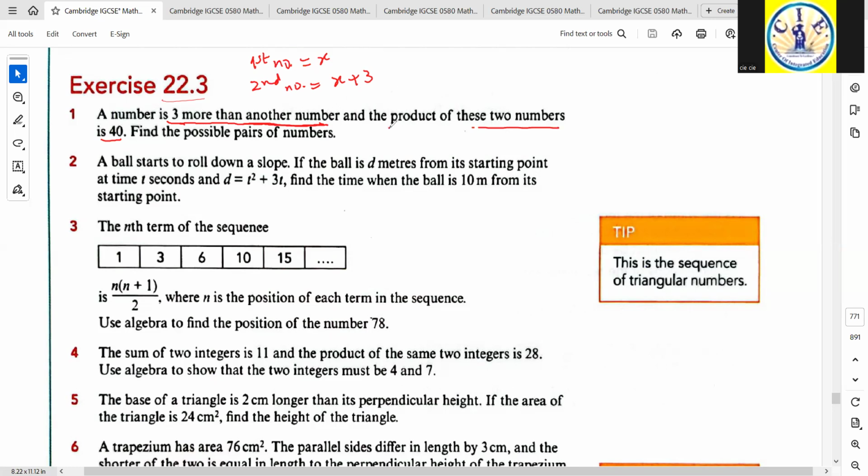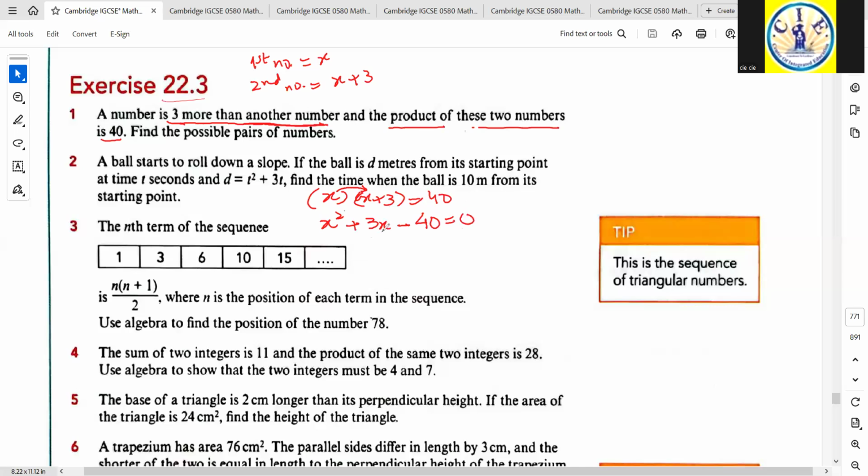Then it is given that the product of these two numbers is 40. So we can write it down like x times (x plus 3) is 40. Now we can simplify it using the multiplication. x is to be multiplied with both of them, and bringing this 40 to that side.